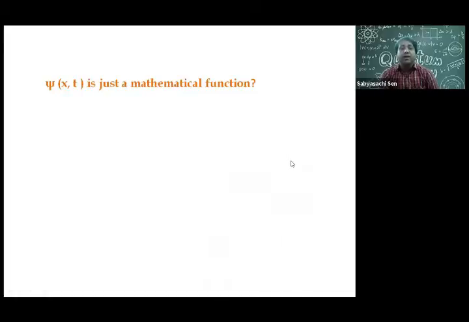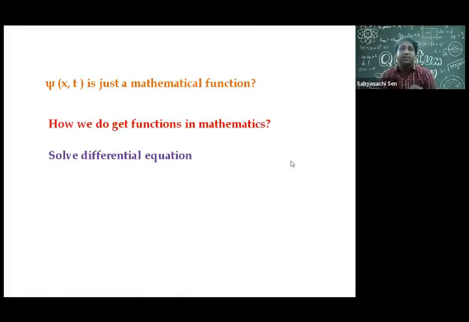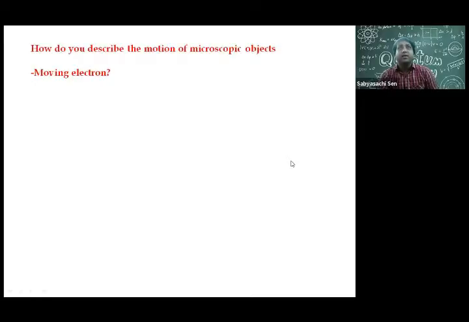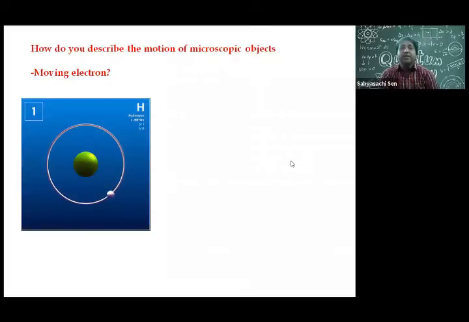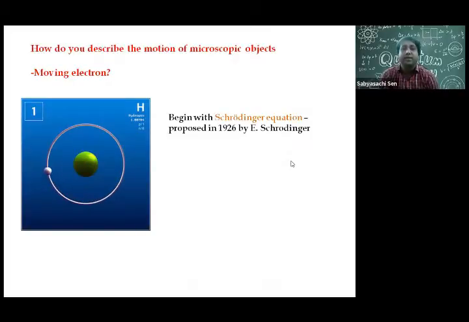So what I told you, let us be more mathematical. Psi is a function of mathematics. You apply common sense of mathematics. What does mathematics tell you? How do you get functions? You get functions by solving a differential equation. So you solve a differential equation to get the function psi. Now, who will give me that psi function? You have to solve the differential equation proposed by Schrodinger.